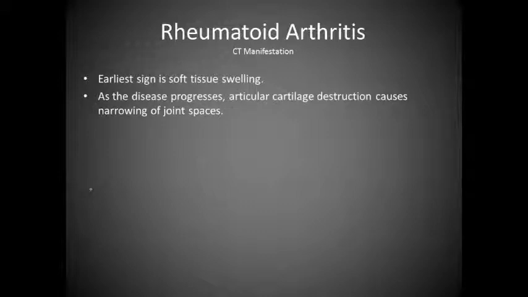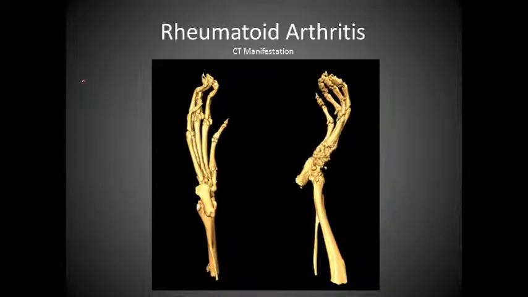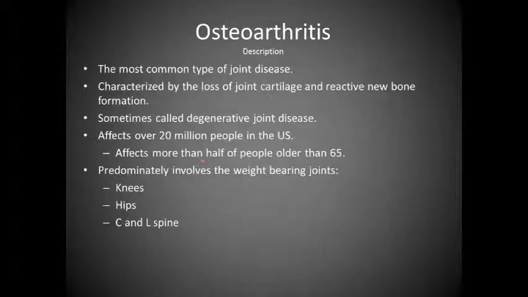And for rheumatoid arthritis, the earliest sign in terms of CT is soft tissue swelling. As the disease progresses, articular cartilage destruction causes narrowing of joint spaces. You're looking for narrowing of joint spaces, usually in a symmetrical distribution. So here we have rheumatoid arthritis. Notice how you have this bony growth and what looks to be fusion here. That is rheumatoid arthritis.